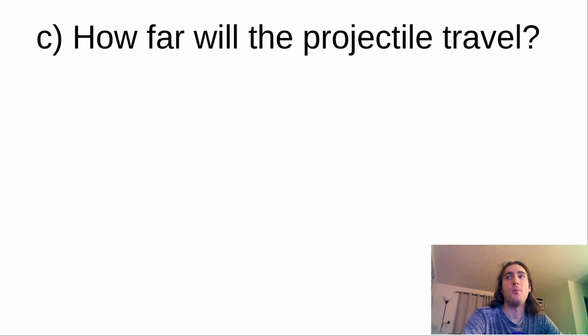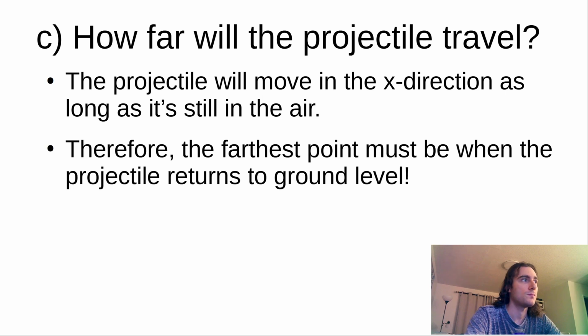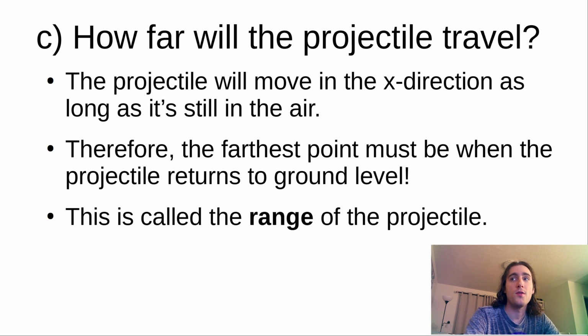Now we're ready to tackle part C here. How far will the projectile travel? Well, the projectile will move in the x direction as long as it's still in the air. Therefore, the farthest point must be when the projectile returns to ground level. This is called the range of the projectile. The fact that the furthest point must be when the projectile returns to ground level tells us that this range will depend on the initial y velocity. I'll let you think about why that's the case.